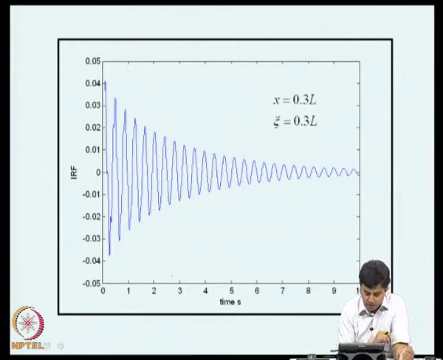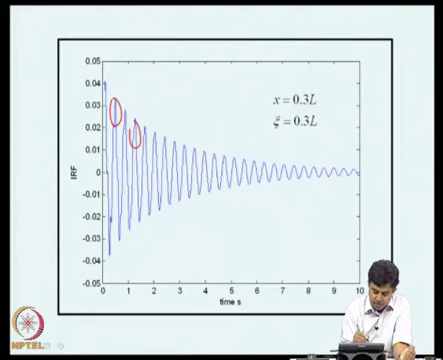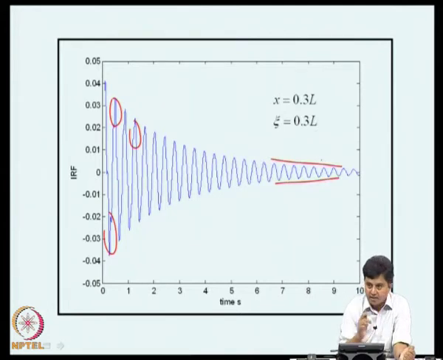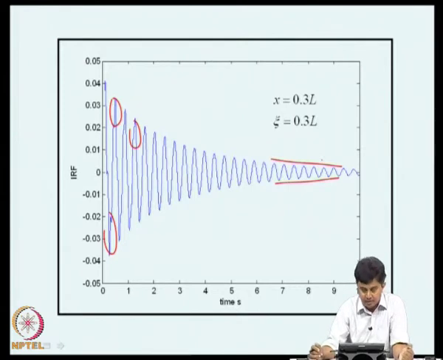This is a plot of Green's function when the drive point and measurement point coincide and both are equal to 0.3 L. You can see here that initially the response is made up of different frequencies, and eventually it seems to be decaying at a single frequency. That means, in free vibration the beam oscillation is made up of contributions from several modes typically.